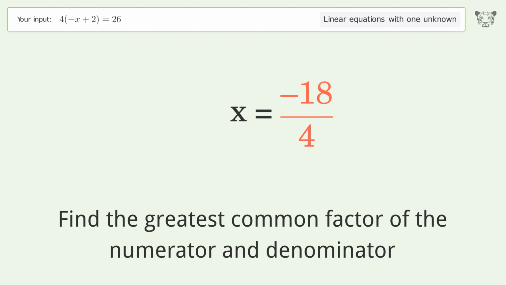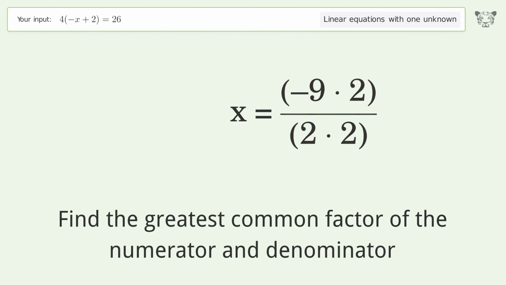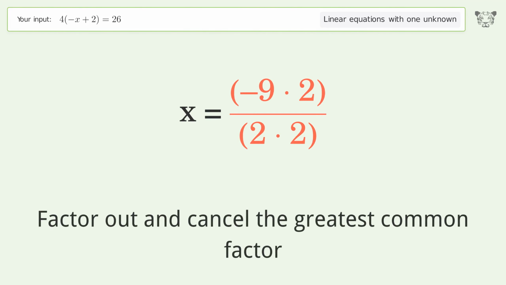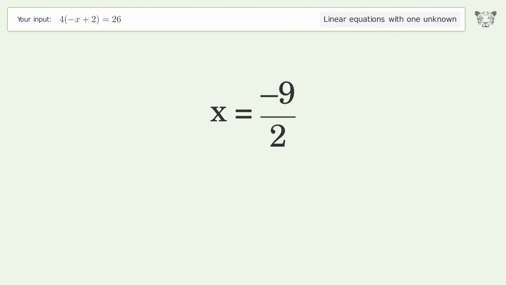Find the greatest common factor of the numerator and denominator. Factor out and cancel the greatest common factor. And so the final result is x equals -9/2.